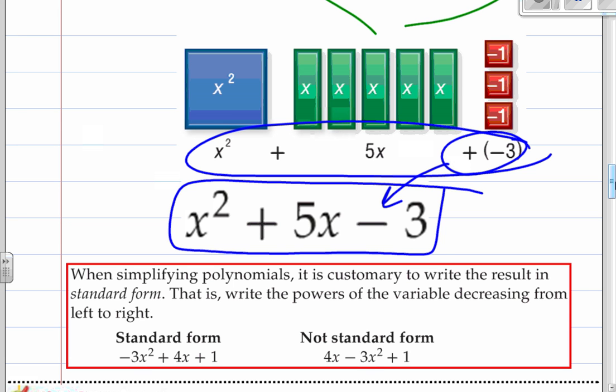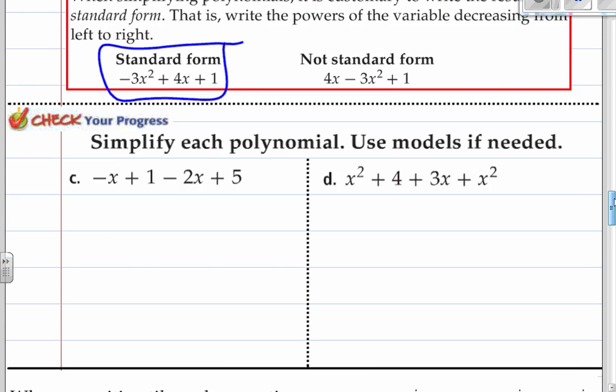Well, simplifying polynomials, it's customary to write the results in standard form. Here's standard form down here. What is that? Well, that's just writing the powers of the variable decreasing from left to right. So you'll notice they'll have x to the second power first, then x to the first power second, and then any constant, which we call something that doesn't have a variable, they'll have that last. So we just go descending order from left to right, from highest to lowest, according to the exponents.